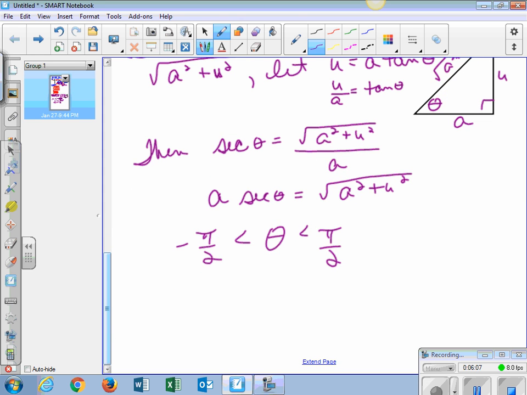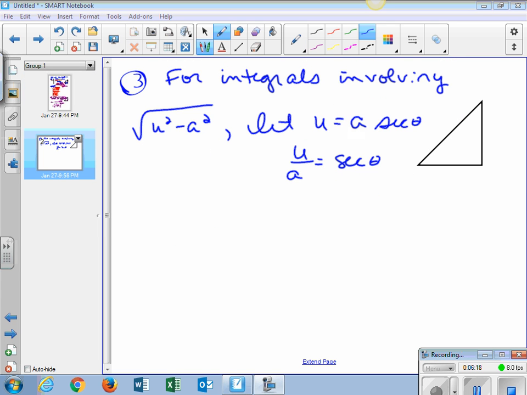Okay, and then we go to number 3 down here. So for this third one, if we have integrals involving u squared minus a squared, we're going to let u be equal to a secant of theta. Therefore, if I want to look at my triangle, I would have u over a equal to secant of theta. Let's put in a theta right there. Secant would be my hypotenuse over my adjacent. So my third side is going to be the square root of u squared minus a squared.